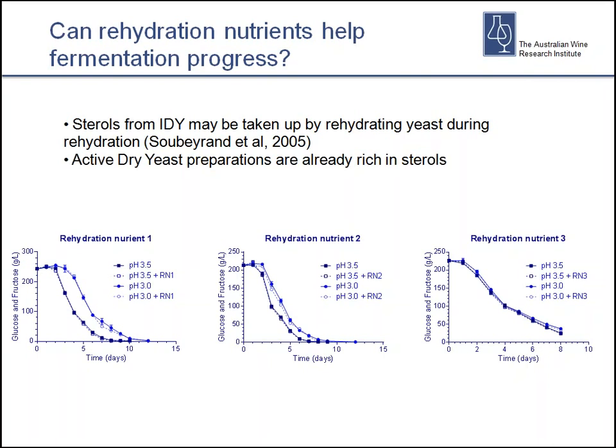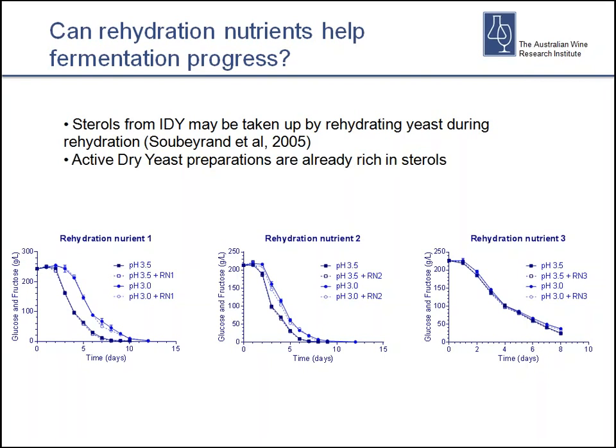We looked at 3 different commercially available rehydration nutrient preparations prior to fermentation of a clarified Chardonnay juice at 2 different pHs, which is shown in the graphs below in this slide. The dotted lines are fermentation curves for ferments that had been inoculated with yeast in the presence of rehydration nutrient, and in all cases the ferment curves pretty much overlaid each other. We were unable to discern any performance benefit due to the application of rehydration nutrients during active yeast preparation.